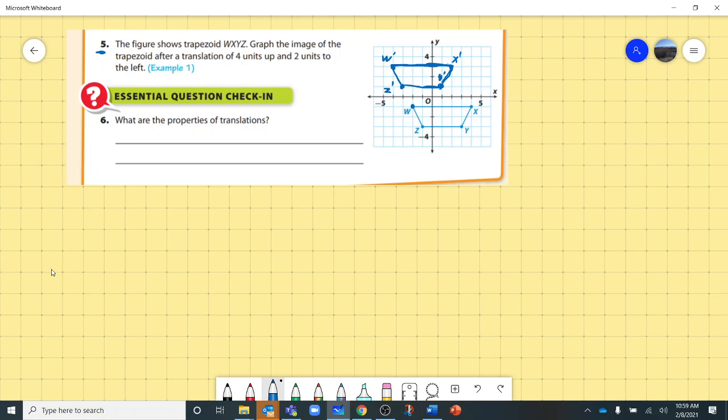And so it asks us, what are the properties of translations? Well, the properties of translations are that our figure, that's not how you spell that, our figure maintains the shape, size, and rotation or orientation of the original figure.